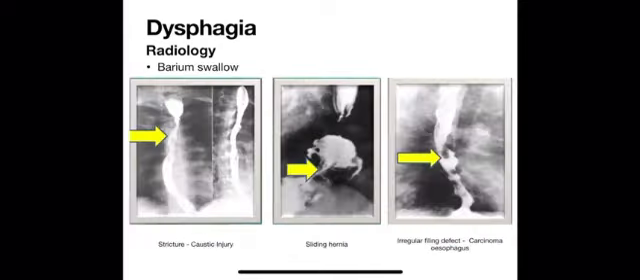The first barium swallow shows a stricture, a long segment stricture, which extends for more than 2 vertebral bodies, which might be seen in a caustic injury. And the second barium swallow shows a sliding hernia. The third barium swallow shows an irregular filling defect, which is usually seen in the case of carcinoma esophagus.